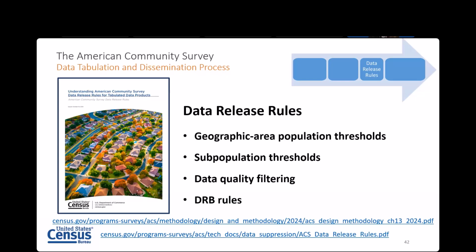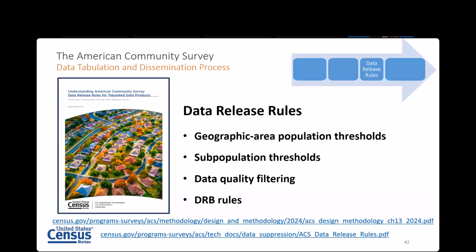Population thresholds establish restrictions for the 1 year and 1 year supplemental estimates. For 1 year, geographies with populations of 65,000 or more are available, and for 1 year supplemental estimates, the threshold is 20,000 or more. 5-year estimates are not subject to geographic-based population thresholds. Data products that focus on specific subpopulations have additional thresholds to further protect privacy and ensure data quality.